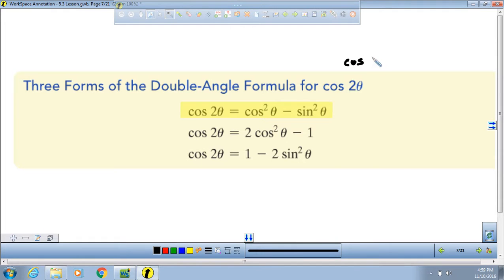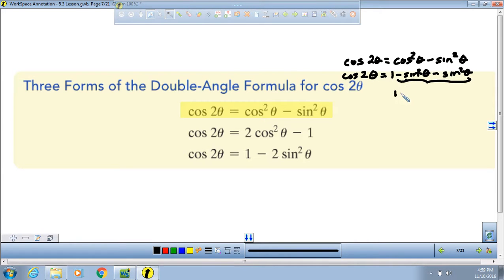For example, for cosine of 2 theta, since it is cosine squared theta minus sine squared theta, one of the modifications that I can do is, we already know from a Pythagorean identity what cosine squared of theta is. Cosine squared of theta is the same thing as 1 minus sine squared of theta, right? If you solve for cosine squared in the identity cosine squared plus sine squared equals 1, cosine squared is going to be the same as 1 minus sine squared. And then of course minus sine squared of theta.